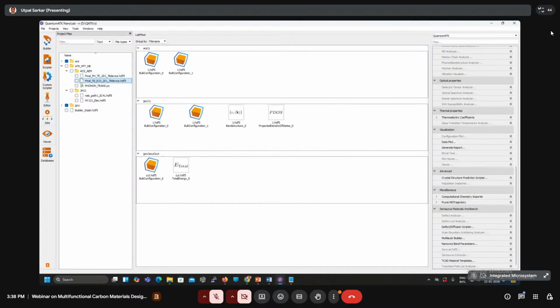And for quantitative analysis, suppose you want to calculate percentage-wise the acoustic and optical phonon contributions, we have to integrate the transmission equations, which are given in my recently published work in ACS Applied Energy Materials. So thank you.